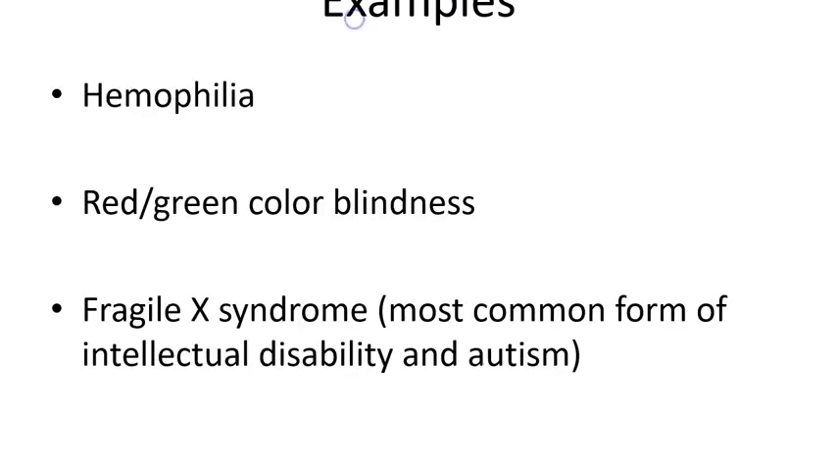So some examples of X-linked recessive genetic mutations: hemophilia, red-green color blindness, Fragile X syndrome, which is one of the most common forms of intellectual disability, and autism.